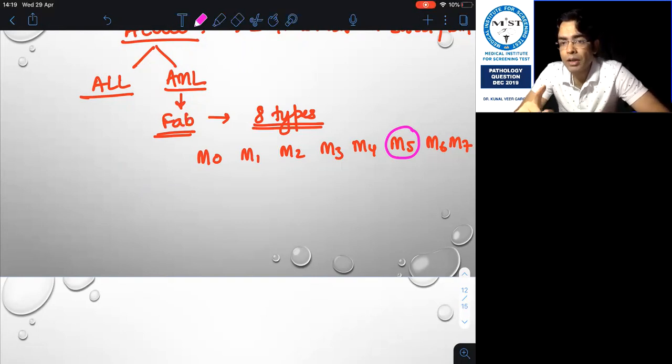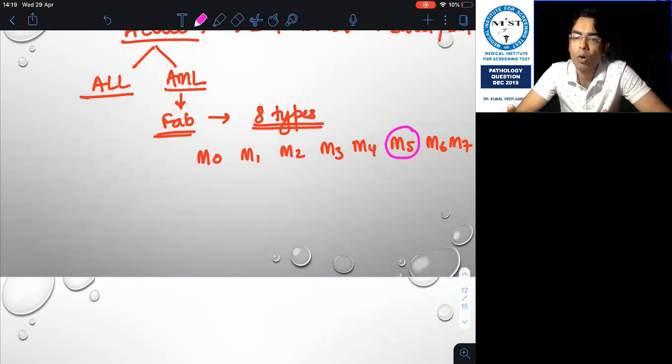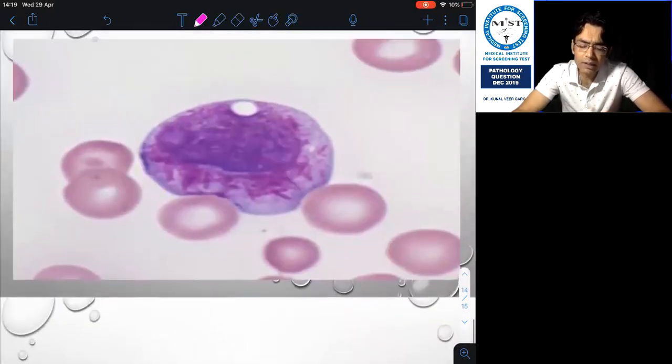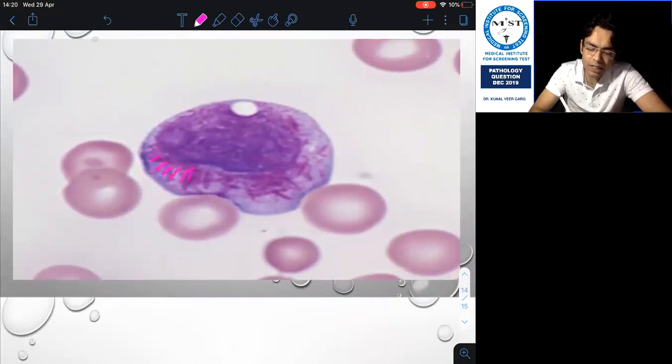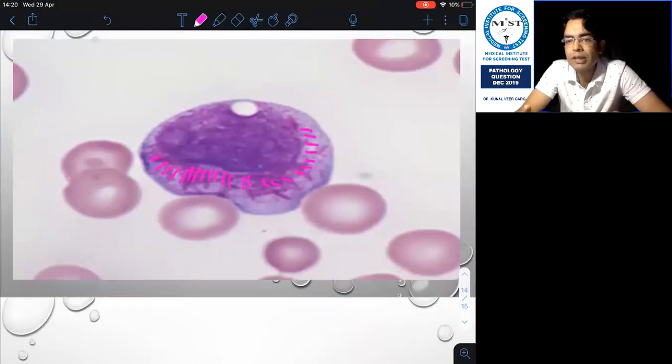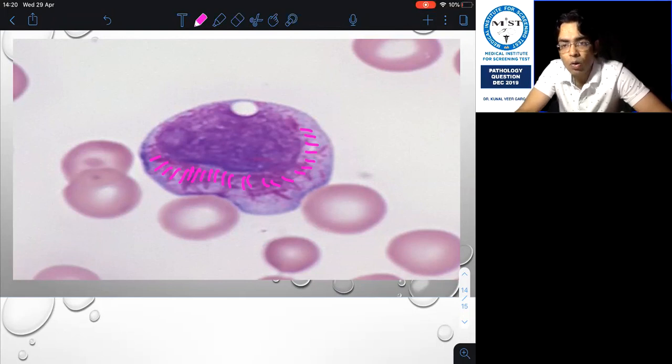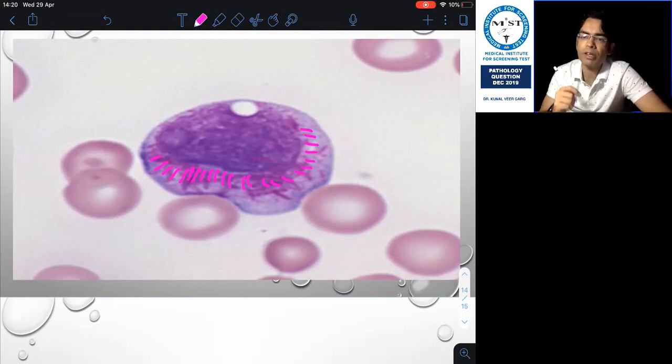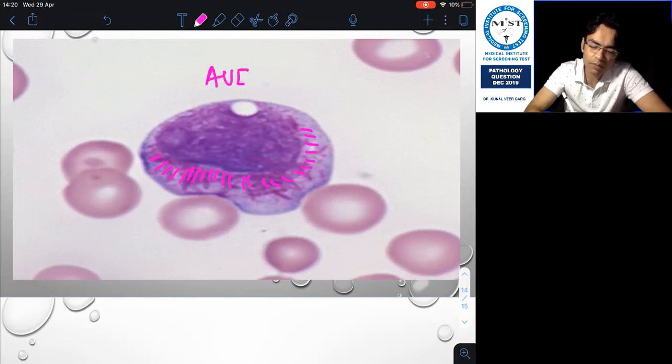With AML, I would like to mention one more point. When you are seeing AML, there is a very important cell, called Auer rods. This is the picture of Auer rods. It is a big cell, a blast, a myeloblast, in which you see tubular, cylindrical projections in the cytoplasm. This kind of blast is called a blast containing Auer rods.